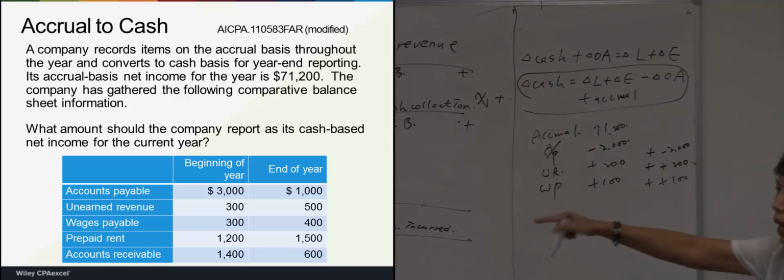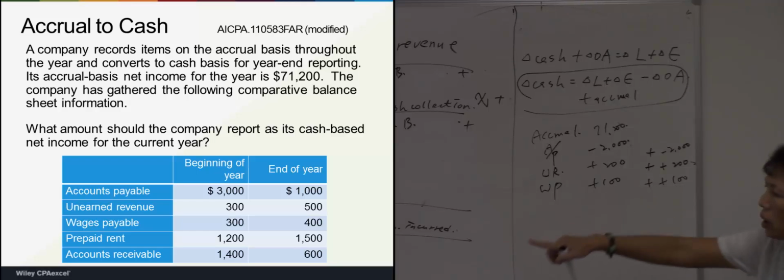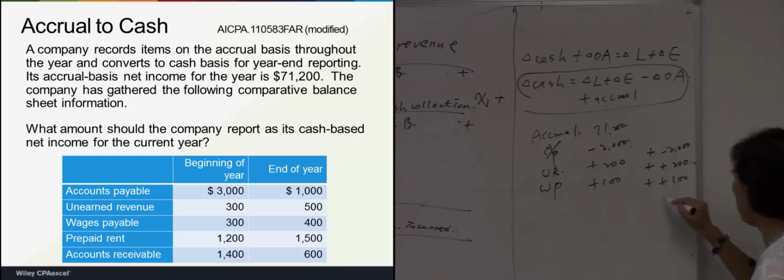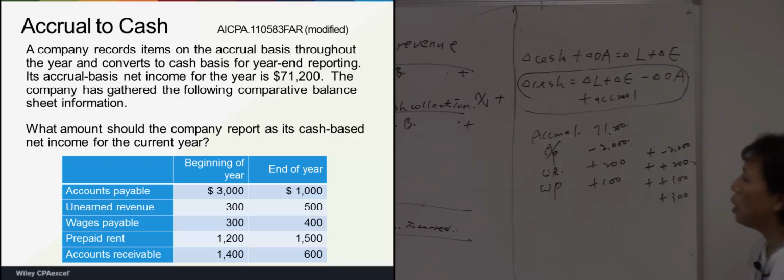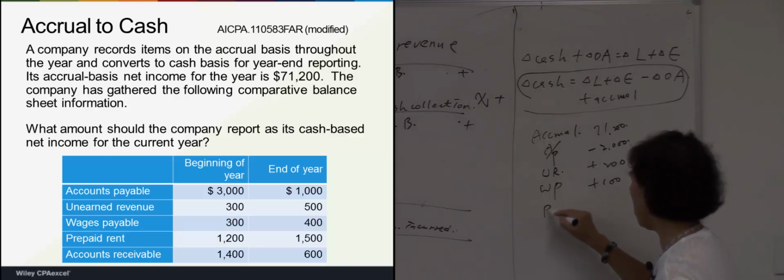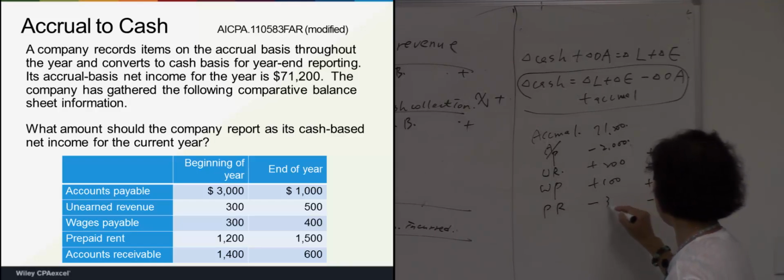And prepaid rent. Prepaid rent goes from 1,200 to 1,500, so it's increased. So we put positive 300. And prepaid rent is an asset. The sign for asset is negative. So negative, positive becomes negative. So I put PR, negative 300.